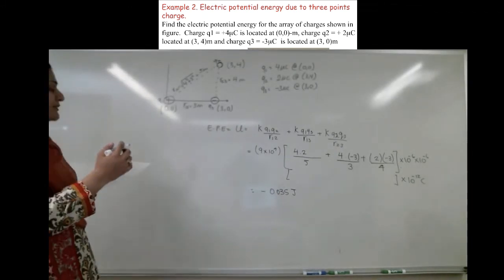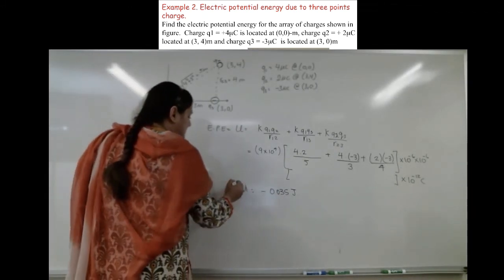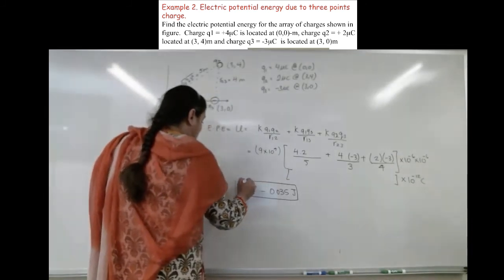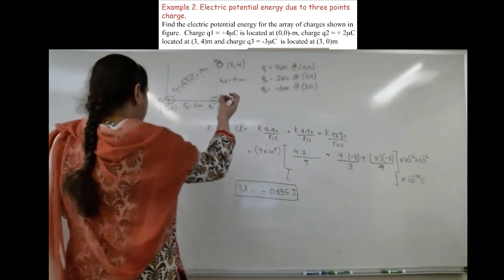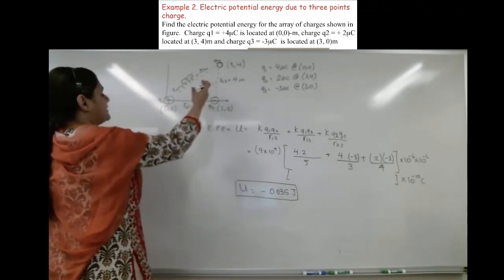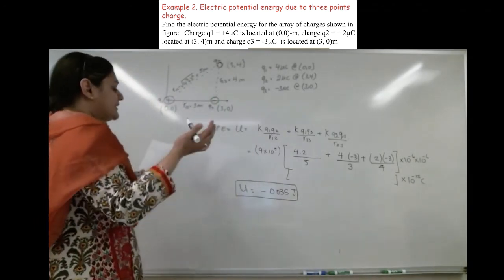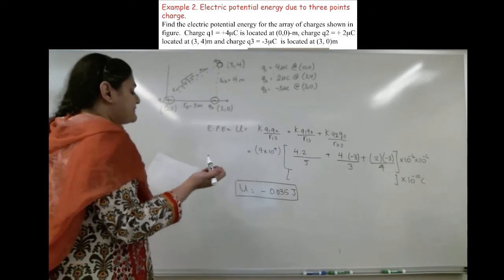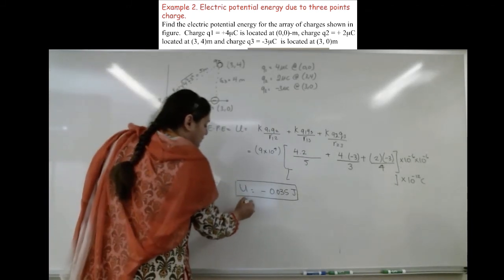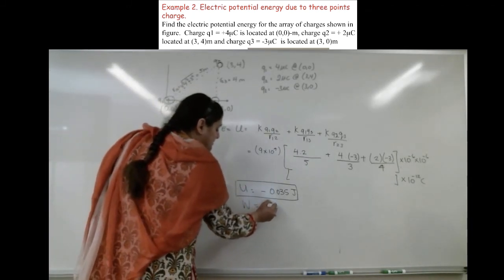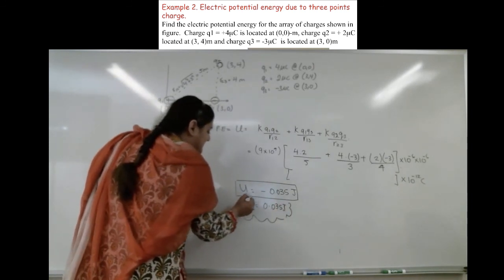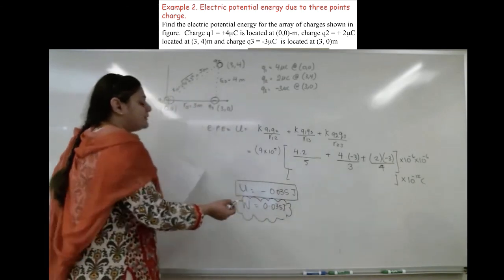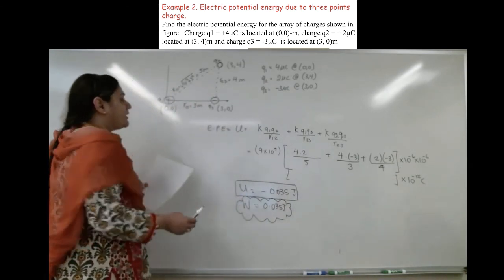So what does this number mean? This number means that if all of these charges were infinitely apart, to bring this system into this configuration, the external agent will have to supply a work of 0.035 joules. So for this assembly, it will have to do this much work on the system.